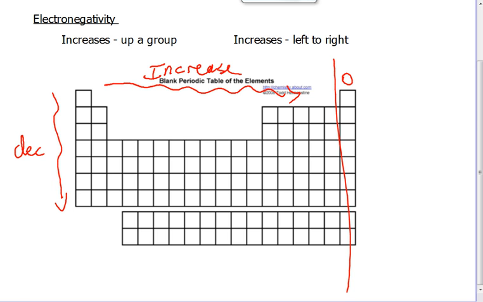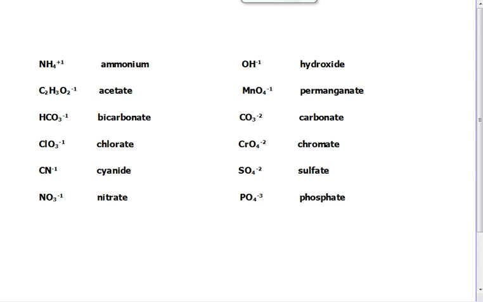And I think that's the end. We do have a polyatomic ion quiz next class. Very simple quiz. I'll have these symbols written down. You write those names. No big deal.